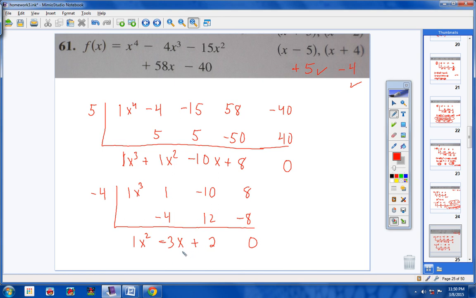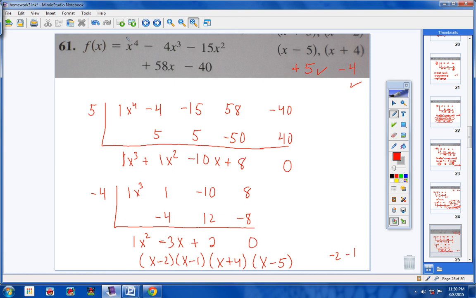What two numbers when multiplied together give you 2, and when added together give you negative 3? Well, that's going to be this. If you multiply those two numbers together, you get a positive 2. If you combine those two numbers, you get a negative 3. So the factorization of this is x minus 2, x minus 1, plus we get a factor from this, x plus 4, plus we get a factor from this, x minus 5, from right up here. So we did it.